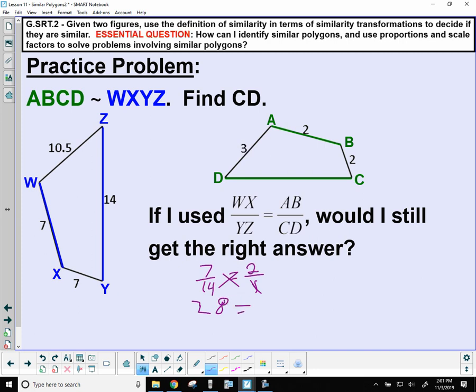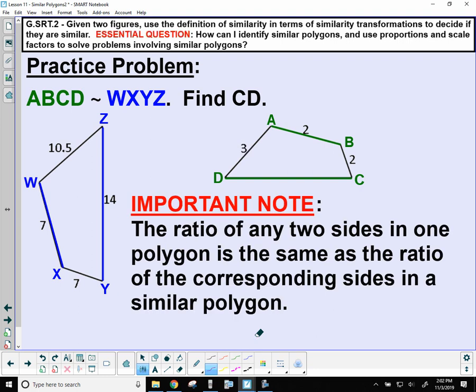Alright, divide by 7, and if you notice, 28 divided by 7 is 4. We do get the same answer. So here's another fun fact we need to write down. The ratio of any two sides in one polygon is the same as the ratios of the corresponding sides in a similar polygon. So go ahead and write that down. You can pause the video.